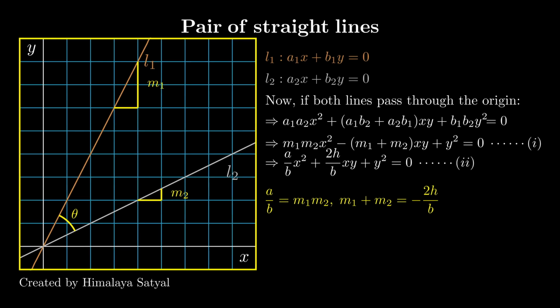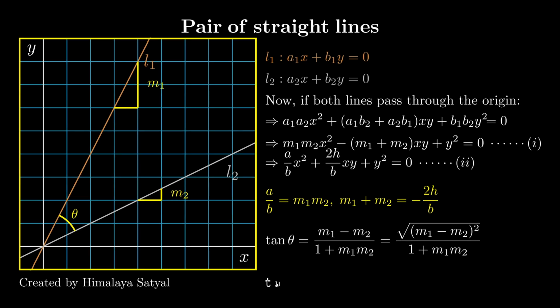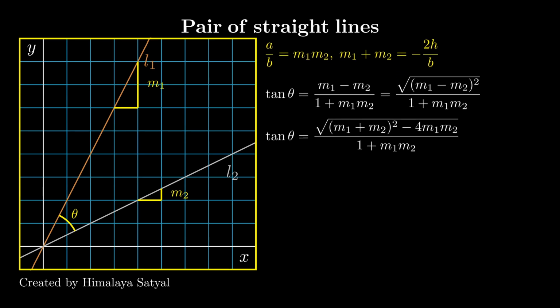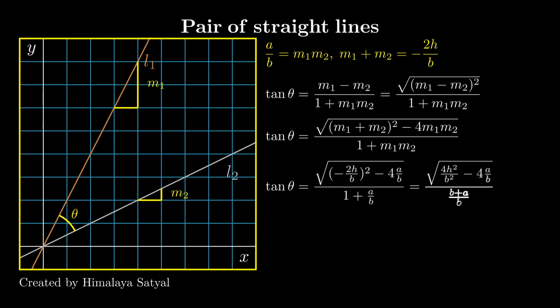And then recall the formula for theta in terms of m1 and m2. Square the numerator inside a square root, and then we can write m1 minus m2 whole square as m1 plus m2 whole square minus 4m1 m2. This allows us to plug in the values we acquired from our earlier comparisons. We can then simplify the expression inside the square root and take the LCM of the expression in the denominator.